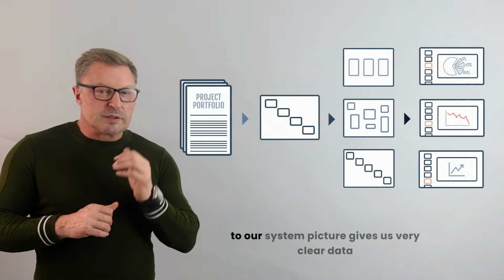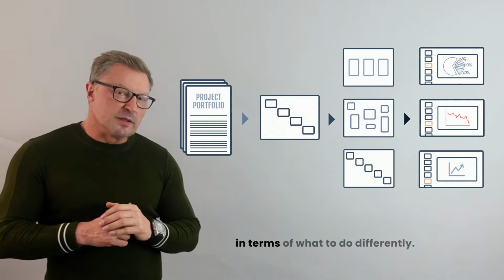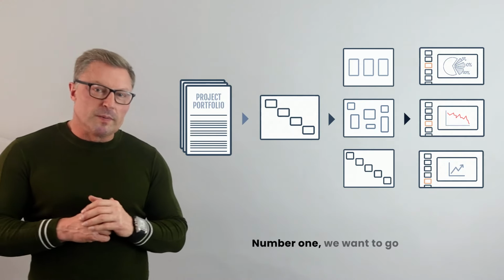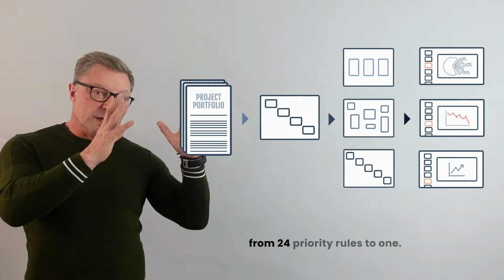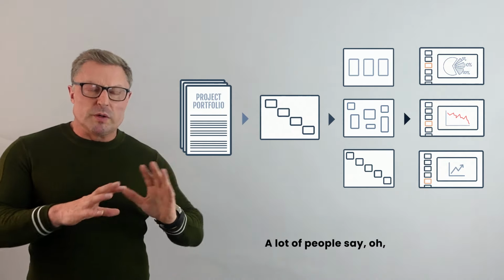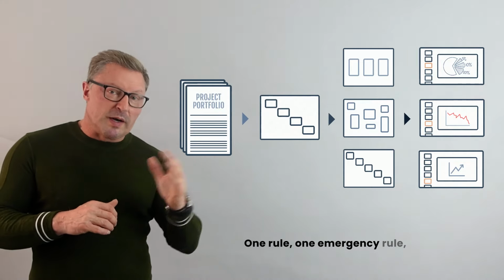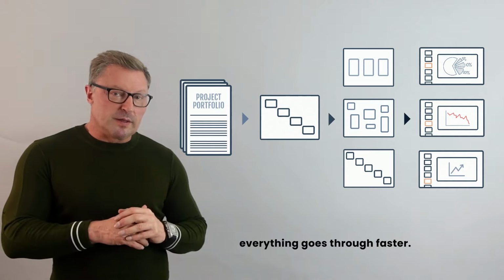If we look at our direction of travel in terms of what to change and what to change to, our system picture gives us very clear data in terms of what to do differently. Number one, we want to go from 24 priority rules to 1. A lot of people say, oh, you can't have one priority rule. Actually, you can. One rule, one emergency rule, everything goes through faster.